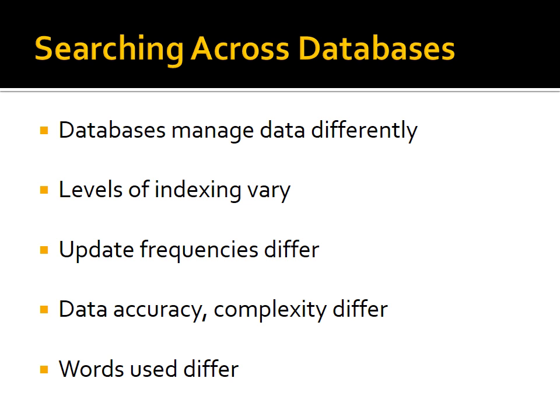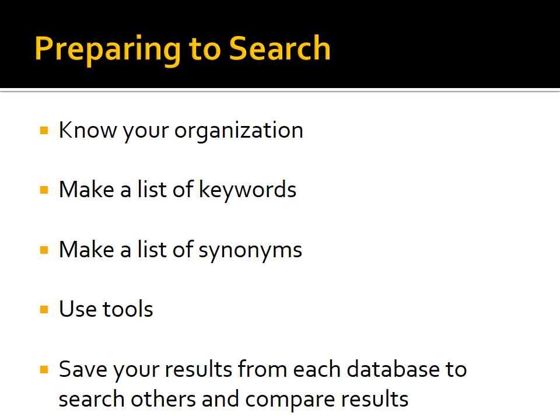Let's try our first search. All right, let's prepare. Know your organization. Well, that's what we are, child abuse prevention and intervention. I'm going to make a list of keywords. Child abuse, family, crime, violence prevention. Heather, do you have any you'd like to put in? Treatment, children, youth, family, mother, father. I mean, we could go on and on.